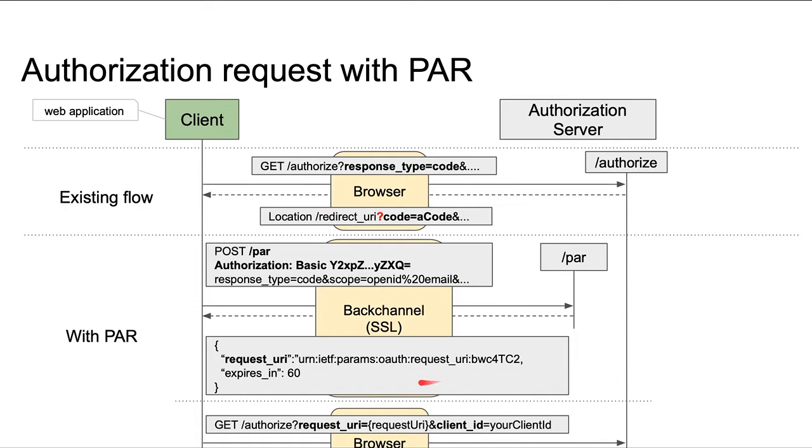It's important to know that the request URI is a new parameter which has to be included in this request, but it cannot be included in this original request. So the authorization or OpenID Connect parameters in here are all the same, but not the request URI. This is the main idea, hiding all of these parameters from being visible in the browser.